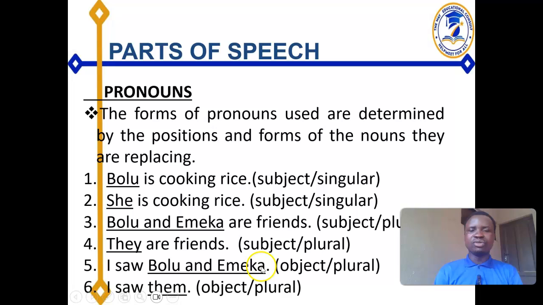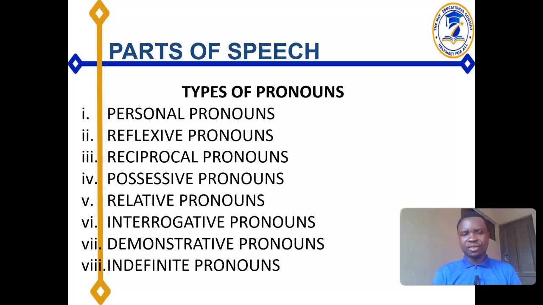I saw Bolu and Emeka. Now, what is the position of Bolu and Emeka now, right? Is it still the subject? No. That is at the what? Object position. So you have Bolu and Emeka at this object position. And since it's also plural, which one is object and is plural among the pronouns? You have them, right? So that's why you have: I saw them. I believe you get that.